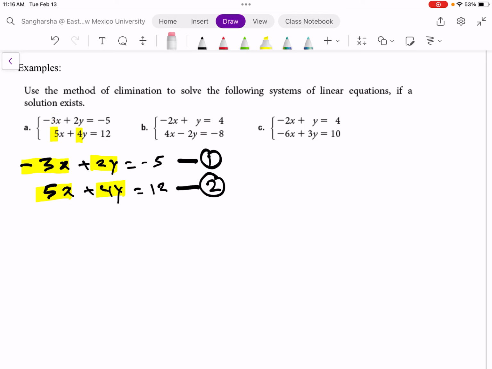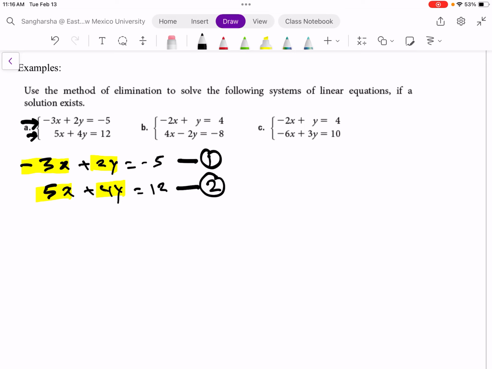So which variable do you want to eliminate first, x or y? Choose one. Okay, y. So if you want to eliminate y, you need the same coefficient with the opposite sign. But right now our coefficients are 2 and 4. Which equation do we need to multiply? This is our first equation, this is our second equation. How can we make the coefficient of y the same with opposite sign? Multiply equation 1 by negative 2. Okay, what happens if we multiply equation 1 by negative 2?